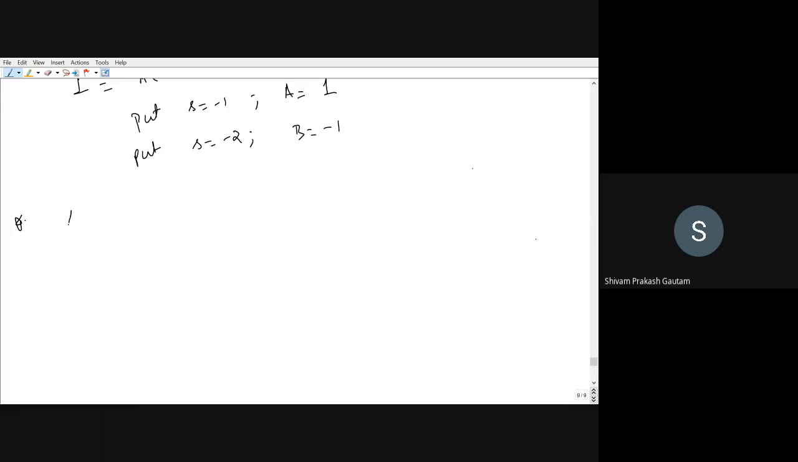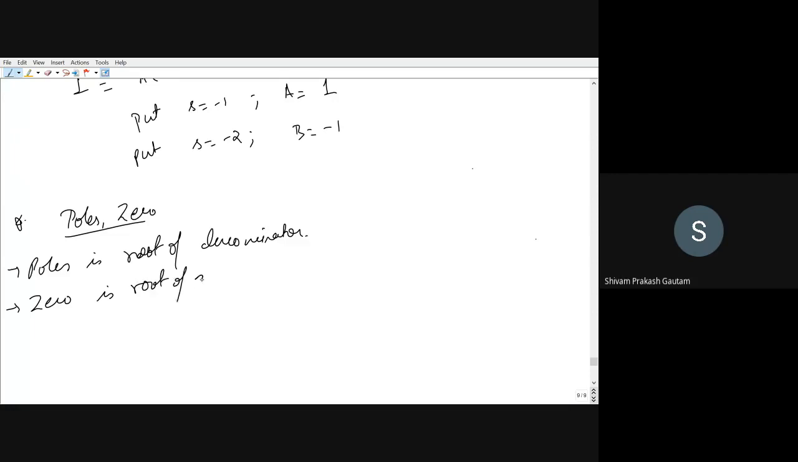So now we will discuss a little bit about poles and zeros in between. Poles and zeros. You can see in the notes also, poles are the roots of the denominator, and zeros are the roots of the numerator. And how do we represent poles and zeros? A pole is generally represented by a cross sign, and a zero is generally represented by a small circle, right?